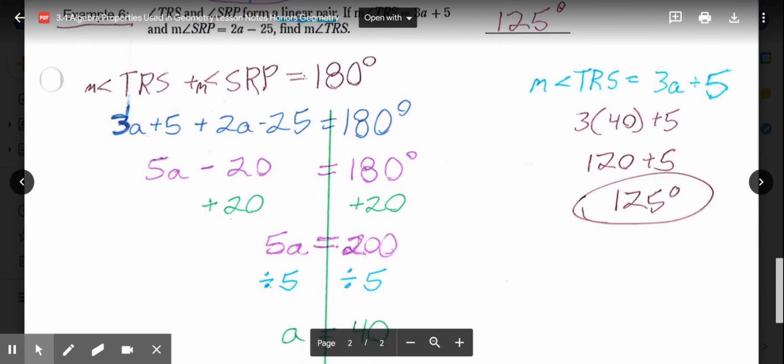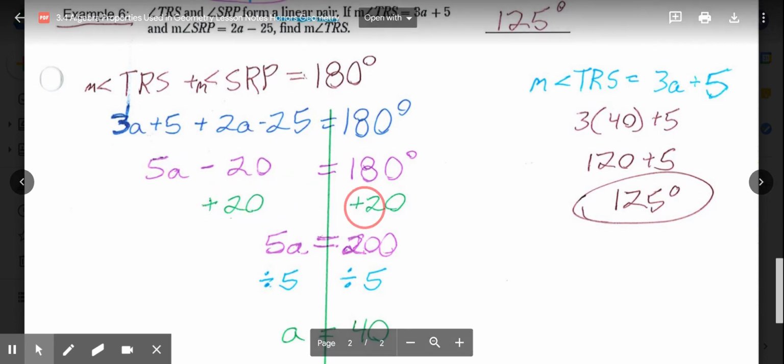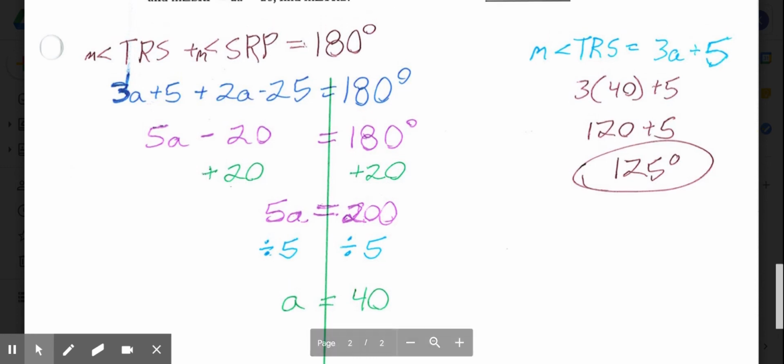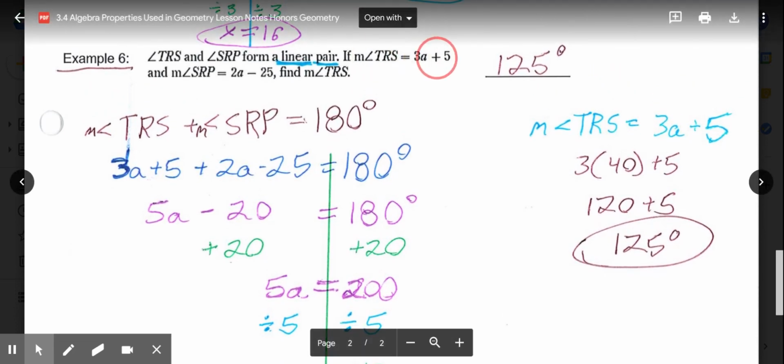So then when we solve for a, we combine like terms on the left. So we end up with 5a minus 20. Add the 20 to each side. So 5a equals 200. Divide by 5, and a equals 40. But the question was not what is the value of a, it's what's the measure of angle TRS. TRS was the expression 3a plus 5. So we're going to substitute 40 in for a. So 3 times 40 plus 5, 120 plus 5 gives us the measure of angle TRS, which is 125 degrees.